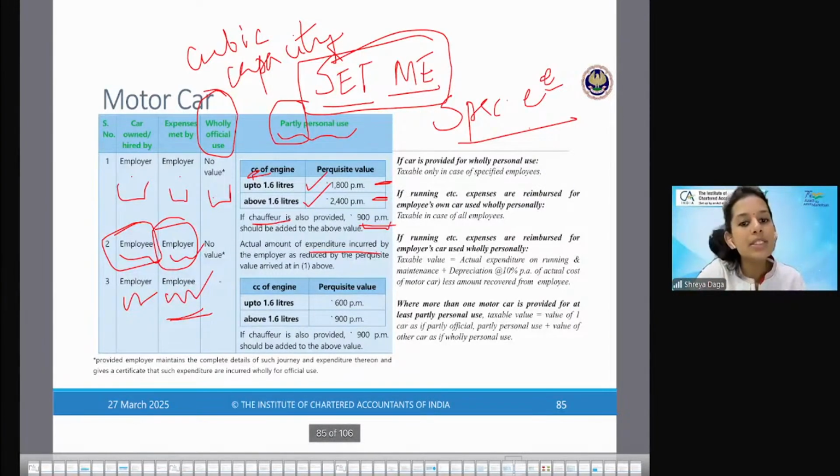Up to 1.6 liters cubic capacity, the perquisite value should be 600 per month, and beyond that it should be 900 per month. And if a driver is also provided, then it doesn't matter who pays the running expenses. If a driver is also provided, then the value is 900 per month. You have to add that. Okay.